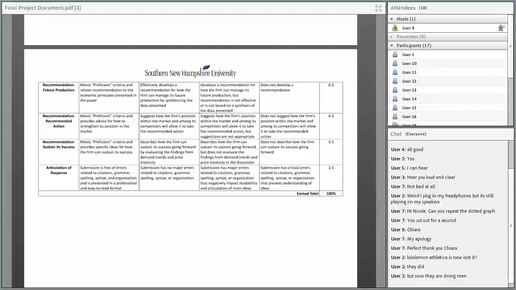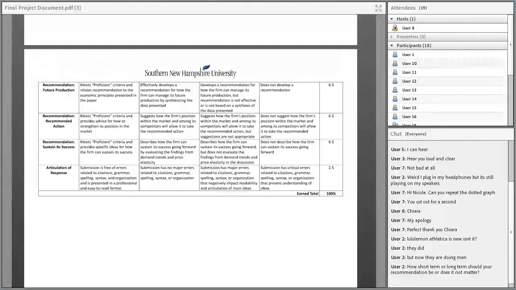This pretty much wraps up all the research you had to do, because for milestone 3, you provided recommendations, and your recommendations would have been based on the research you did in milestones 1, 2, and 3. The first recommendation you provided was how the firm can manage future production, and you needed to integrate data in this recommendation to be proficient. To be exemplary, you want to integrate economic principles. So what have you learned by studying your microeconomics book, Hubbard, that supports the recommendation you made? Basically, what economic principle supports the recommendation you made?